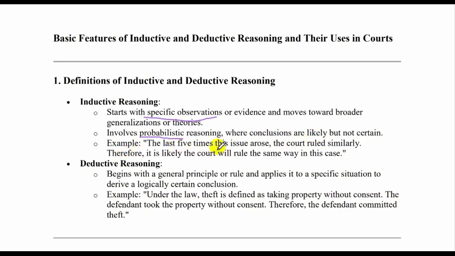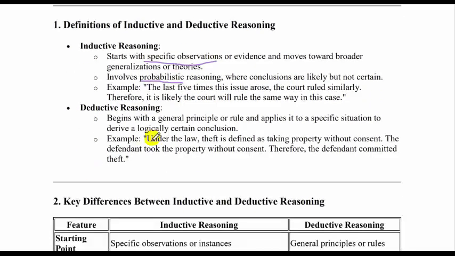Example: the last 5 times this issue arose, the court ruled similarly. Therefore, it is likely the court will rule the same way in this case also. So this is a probabilistic method of reasoning. Whereas deductive reasoning begins with a general principle or rule and applies it to a specific situation to derive a logically certain conclusion. So here the conclusion is certain in deductive reasoning, whereas in inductive reasoning the conclusion is probable or possible but not certain.